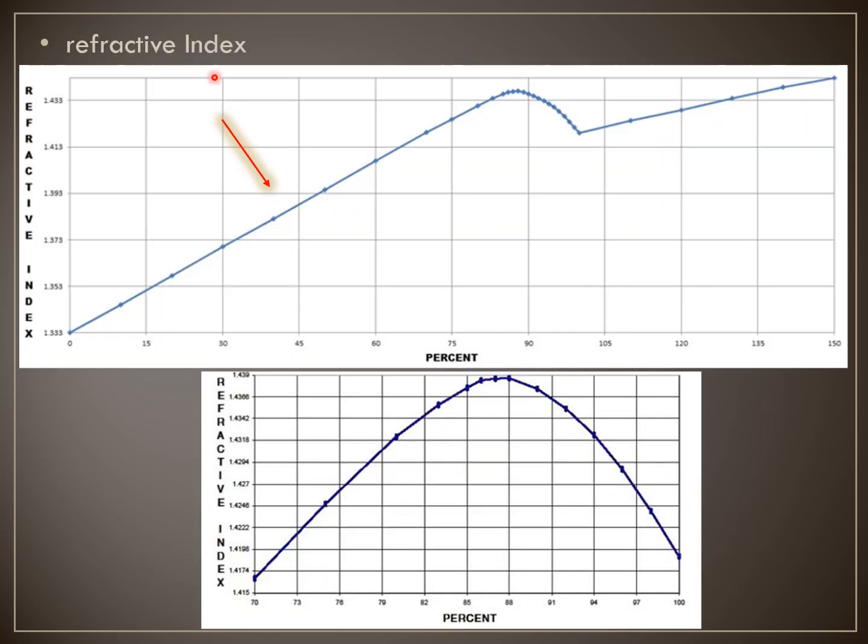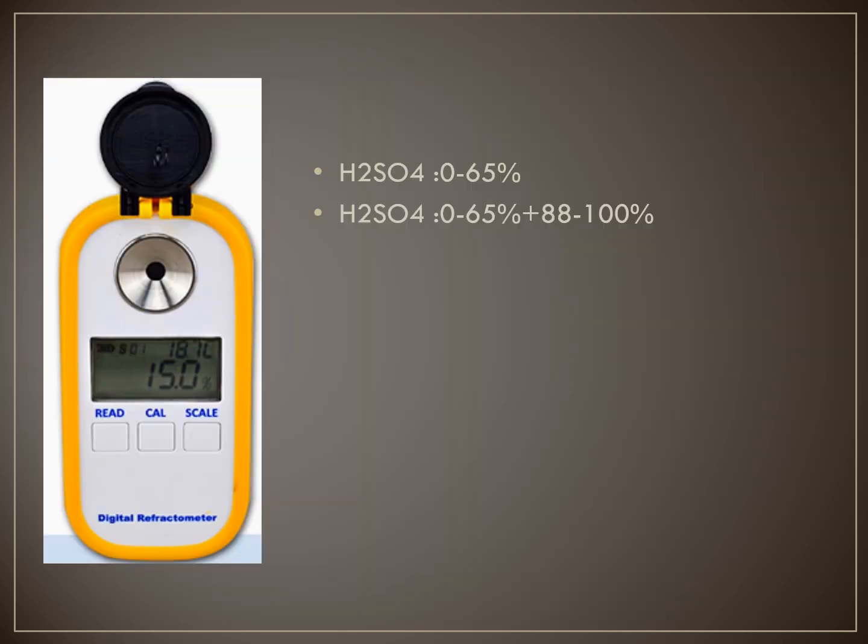Coming to a very suitable parameter that we can use, it is the refractive index. This is a very suitable method that we can apply because it has a good linear relationship. The limitation is that it cannot fully cover the range, because in a certain range it is not a linear relationship. The advantage is that this instrument is very convenient and portable, so we can use it for concentration determination.